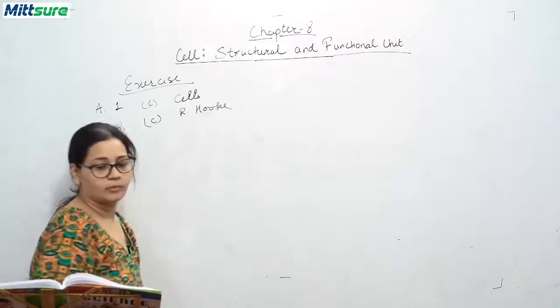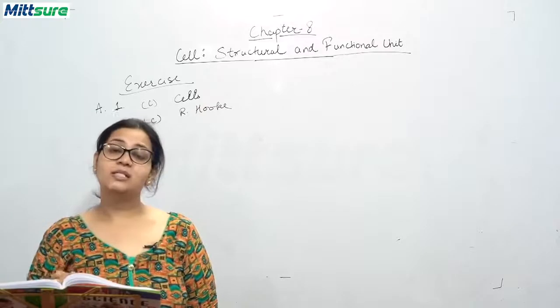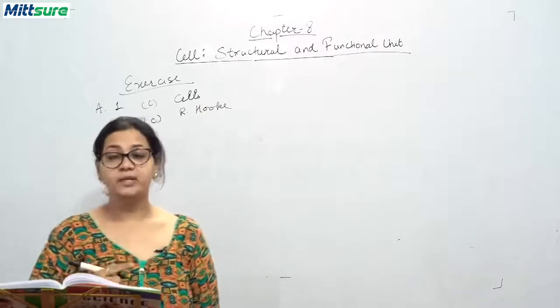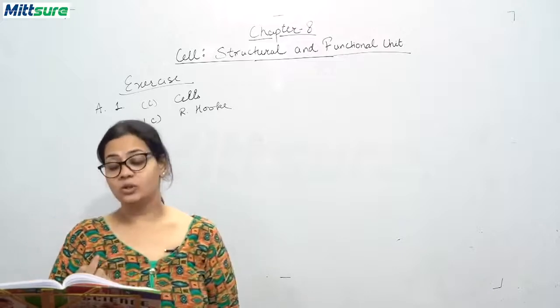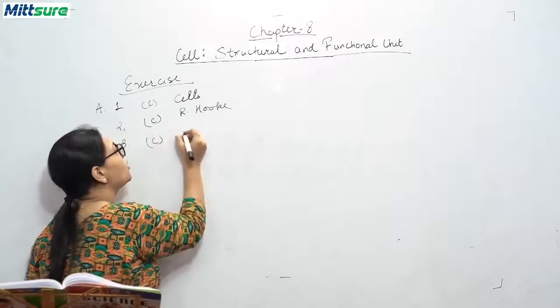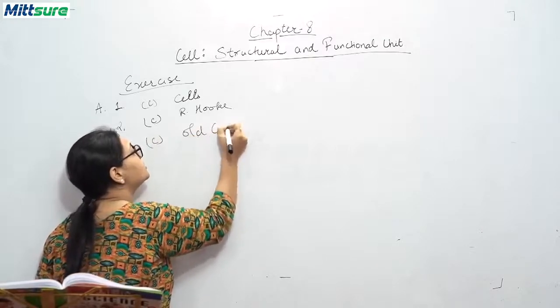Third, new cells develop from A. Nowhere, B. Somewhere, C. Old cells, D. None of these. So the correct answer is C. Old cells.